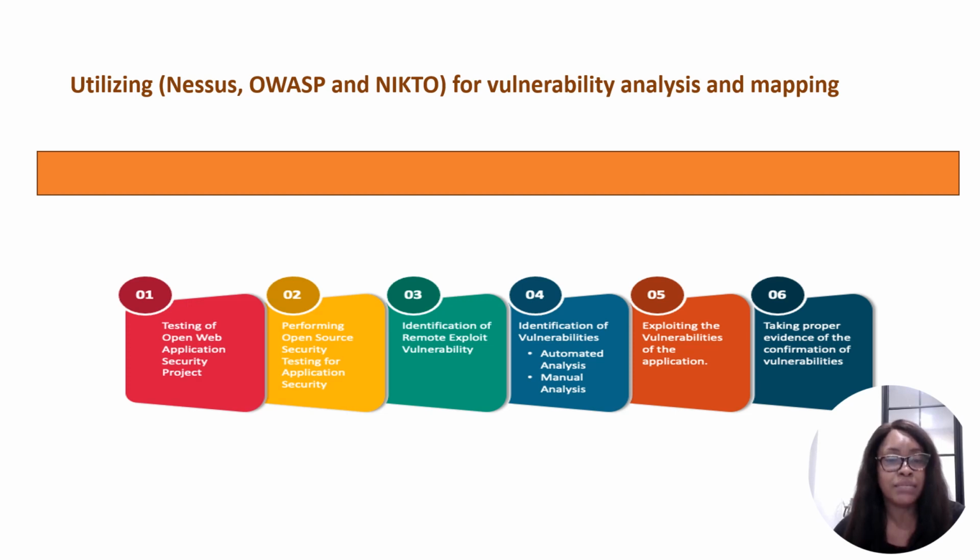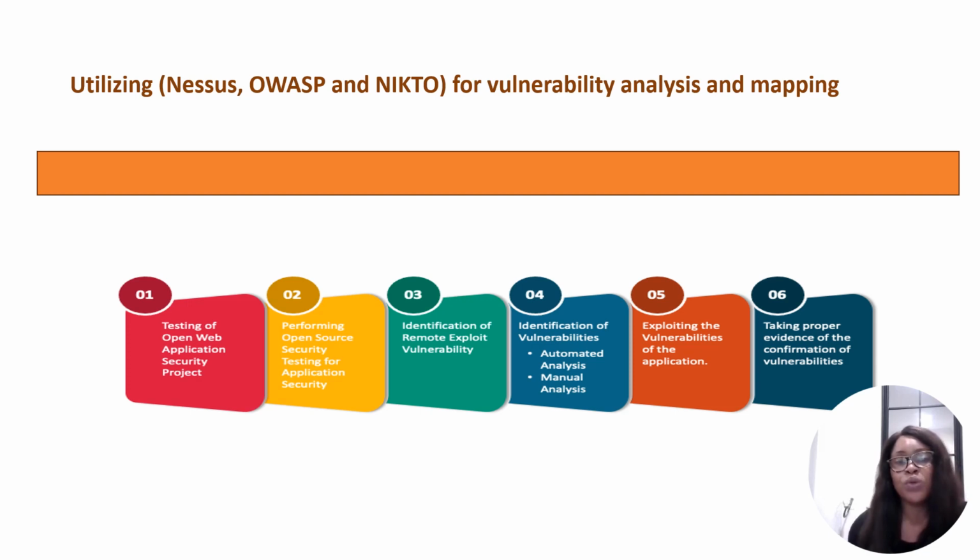So here is utilizing my Nessus, OWASP, and Nikto for vulnerability analysis and mapping. So here are the steps for vulnerability analysis and mapping. We have the testing of the open web application security. We have to perform open source security testing for application. We have to be able to identify the remote exploit vulnerability, identification of vulnerability, automated analysis and manual analysis, exploring the vulnerability of the application, taking proper evidence of the confirmation of the vulnerability.